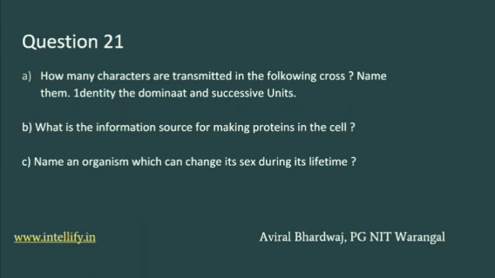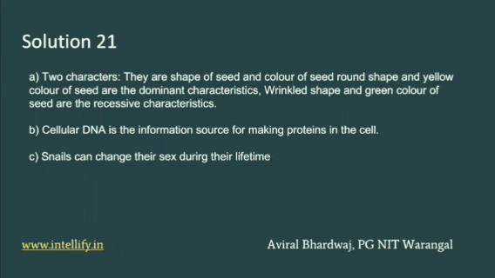Next is question 21. How many characteristics are transmitted in the following cases? Name them, and identify the dominant and the recessive units. Next question: what is the information source for making protein in the cell, in the DNA? And the third: name the organism which can change its sex during lifetime. The answer is that there are two characteristics, only two. The first is the dominant characteristics: shape of seed and color of seed, like round shape and yellow color of the seed. These are the two dominant characteristics.